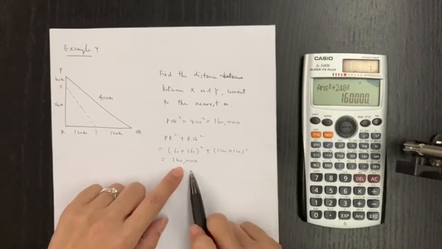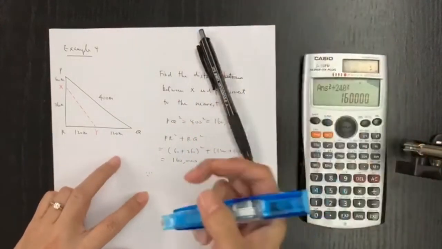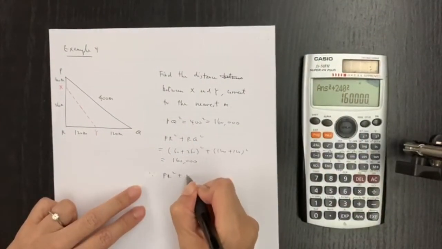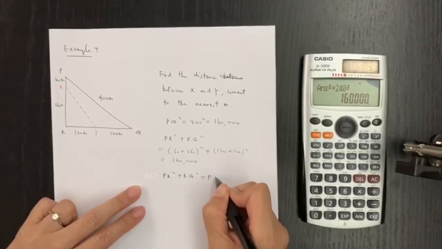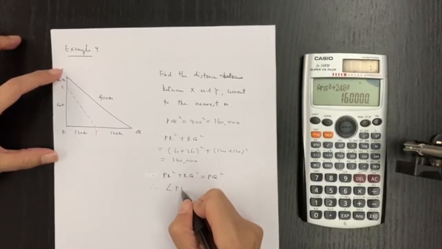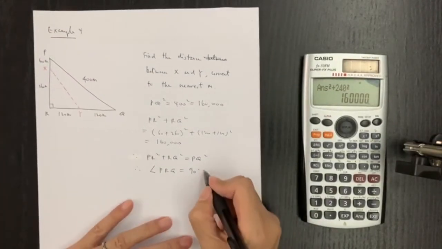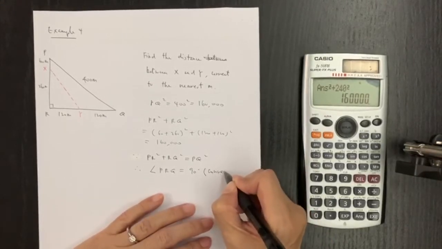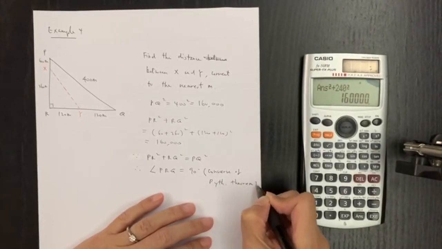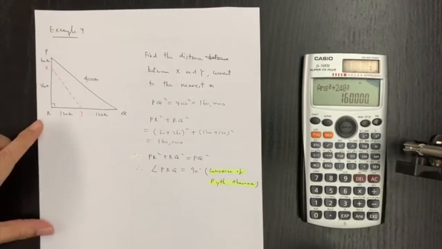So same, right? So I can make my conclusion. Since PR squared plus RQ squared is the same as PQ squared, therefore I can say this angle PRQ must be equal to 90. So this is 90. And the reason: converse of Pythagoras' theorem. So the first thing, I must use the converse of Pythagoras' theorem to find my right angle here.